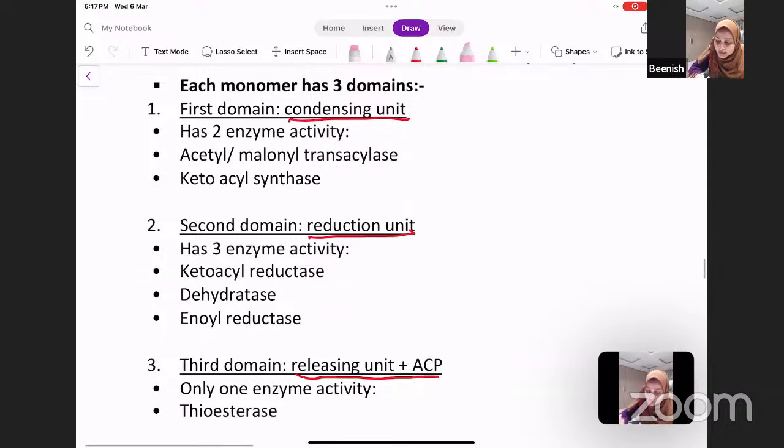Now, the first domain has 2 enzyme activities. That is acetyl malonyl transacylase and ketoacyl synthase. In older editions of Harper, acetyl and malonyl transacylase were mentioned as 2 different enzyme activities, but in newer editions, you will find that they have been mentioned as only one enzyme. The second enzyme activity of the first domain is ketoacyl synthase.